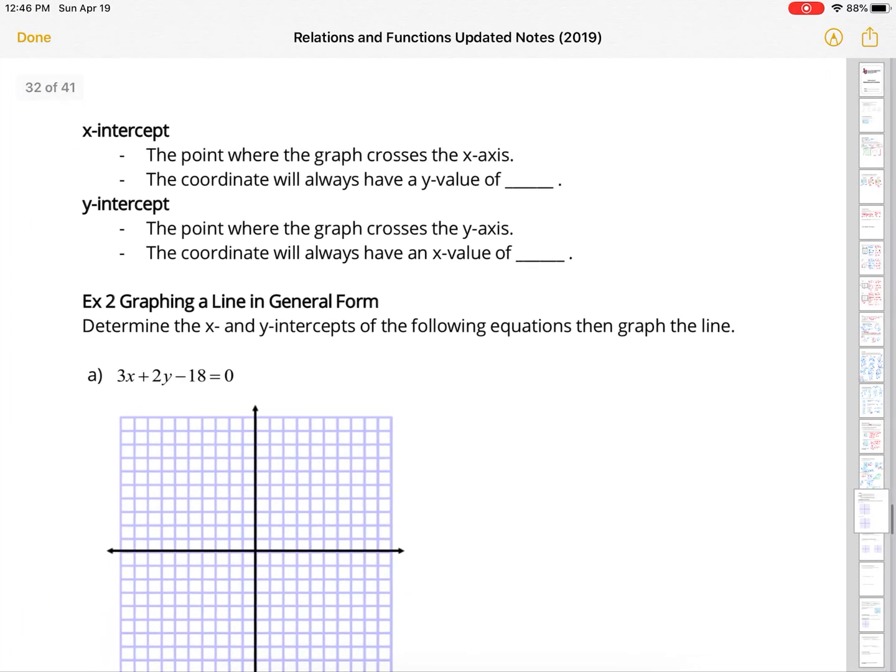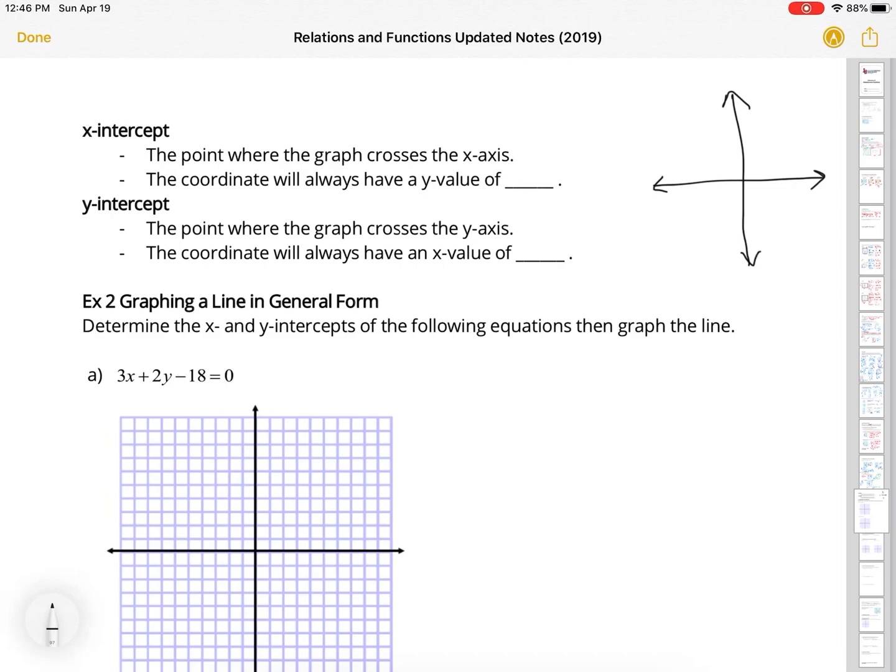So we like to talk about the y-intercept and the x-intercept. They tell us certain things about what's happening at the line, and they also make things convenient for us when graphing. So it's important to talk about what they are. So we talk about the x-intercept and the y-intercept. Now, we've already talked about the y-intercept.